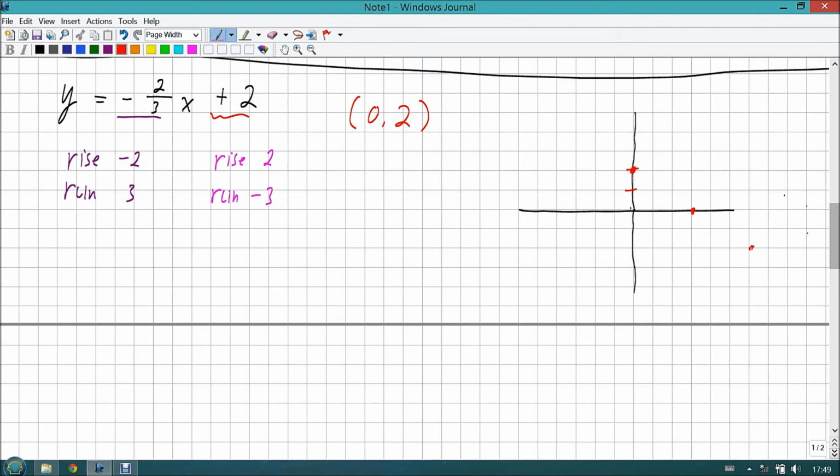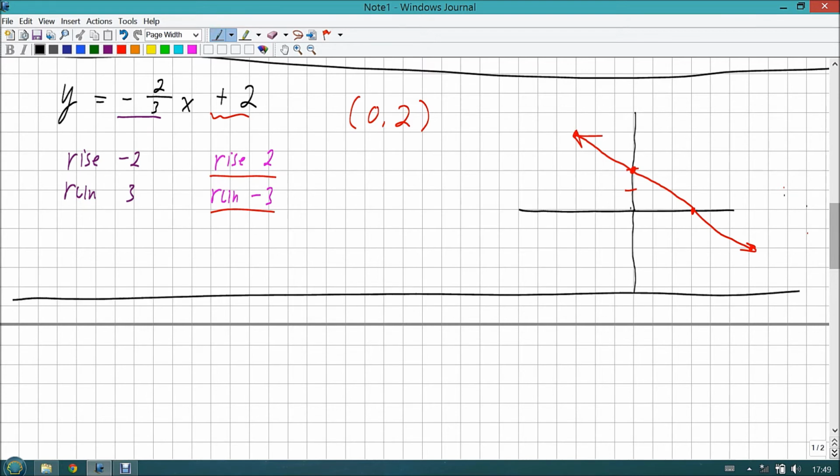And what about going the other direction? Well, I can rise 2 and run negative 3, so I'm going to rise 2 and run negative 3. 1, 2, 3. And if you'll notice, it's still on the same straight line. And there you have it, ladies and gentlemen. An example with a negative number and a fraction. Could it be any harder? Well, actually, yeah, we won't get into that till much later.